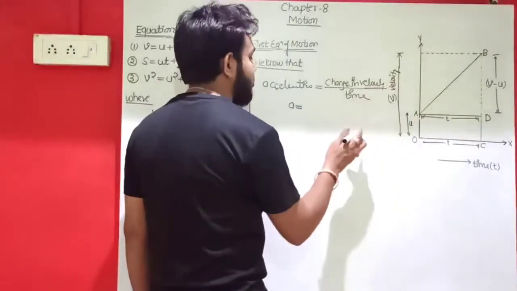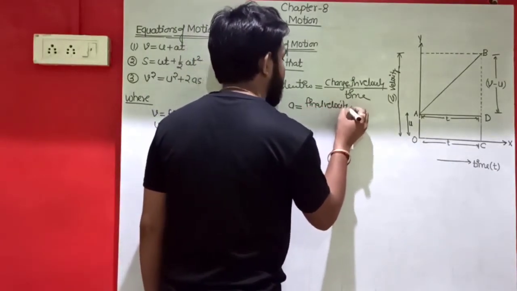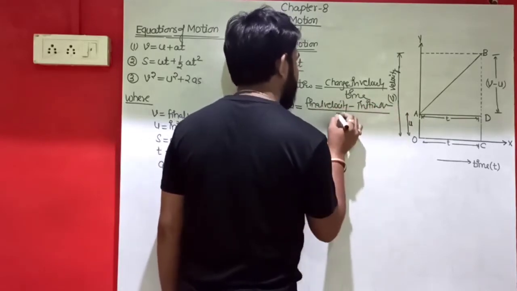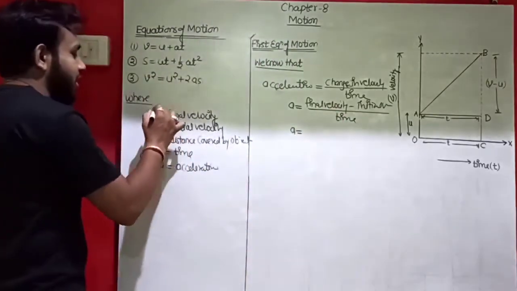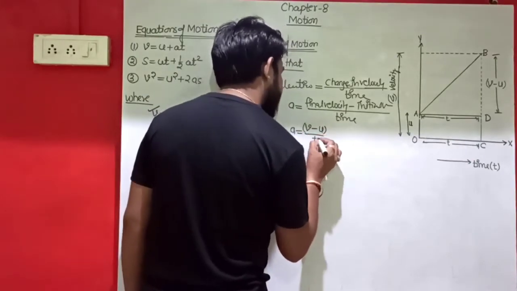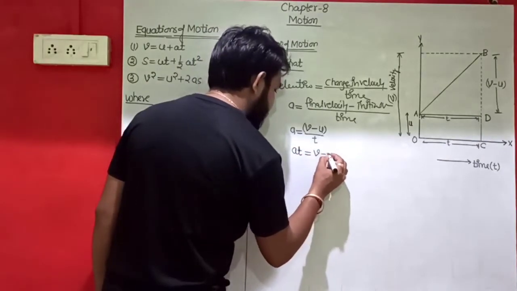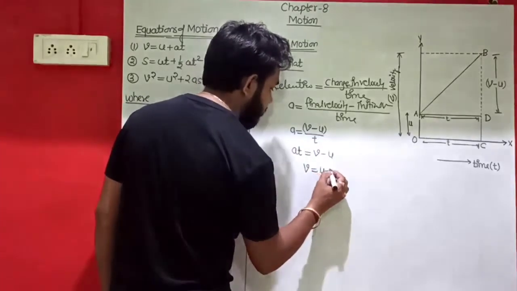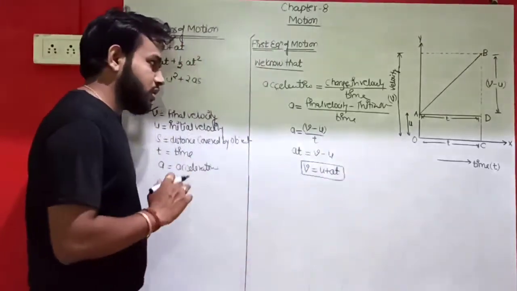And change in velocity means final velocity minus initial velocity upon time. So students, a equal to, final velocity is small v, initial u, upon t. Okay, fine. So transposing t, at equal to v minus u. Then transferring u, v equal to u plus at. So students, this is the first equation of motion we derived.